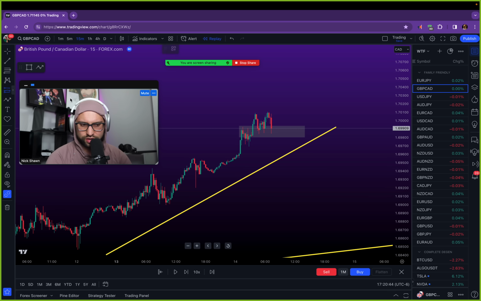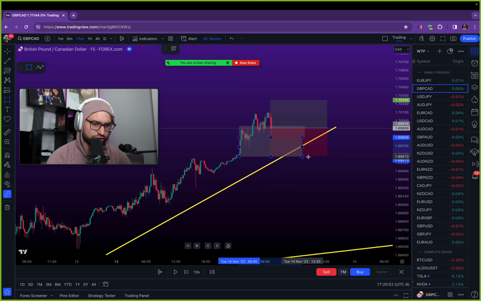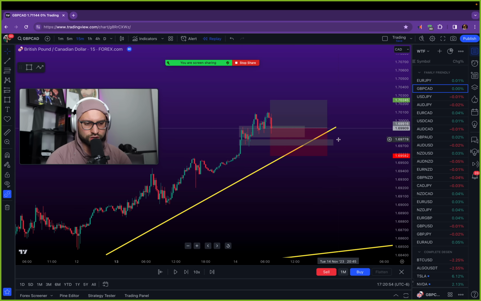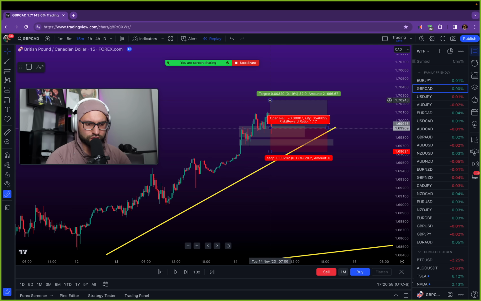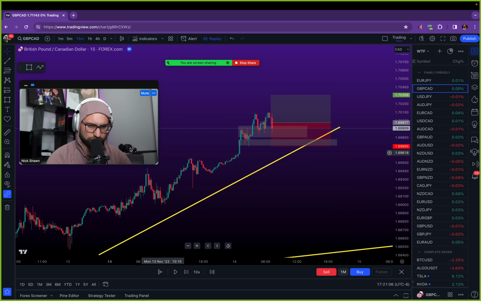And then I bought right here at the support zone. My invalidation was below this current support zone where price was at, and underneath the previous lows right here. And that was a 5K risk. I think I entered just a little bit above it like that, because I didn't think it was going to come all the way back in.